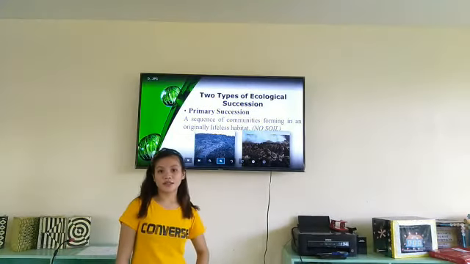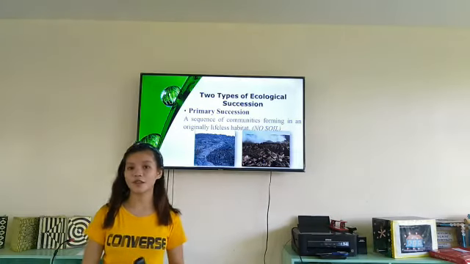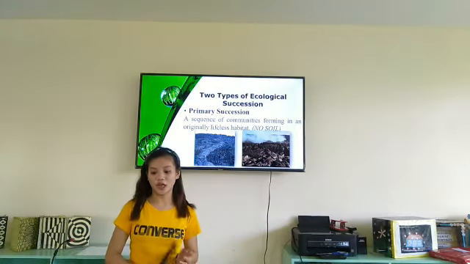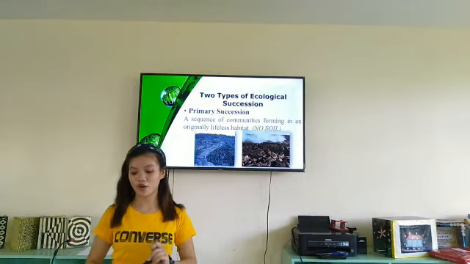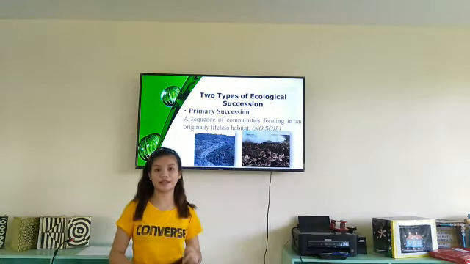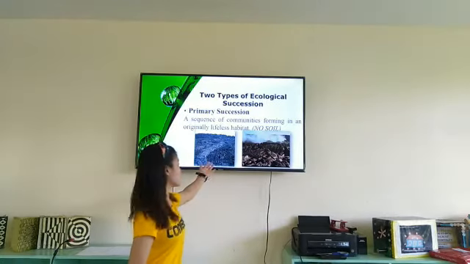In ecological succession, there are two types. The first type is primary succession. When we say primary succession, it is a sequence of communities forming in an originally lifeless habitat or with no soil. This is the example.